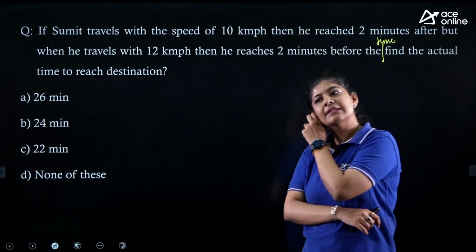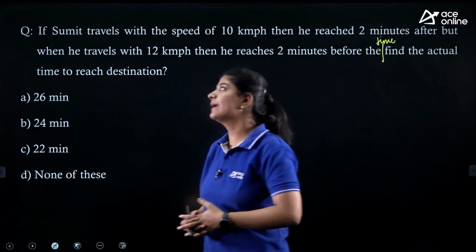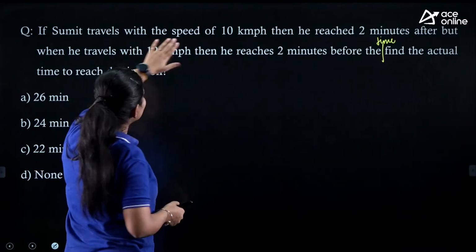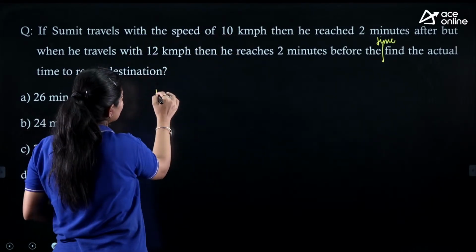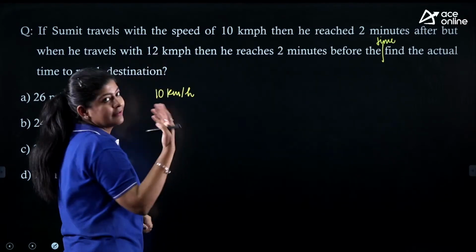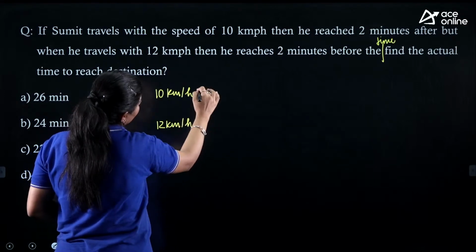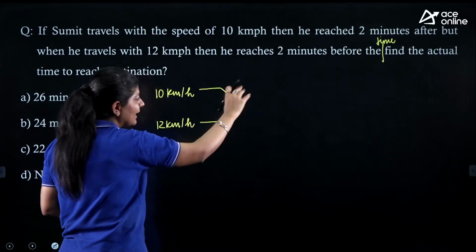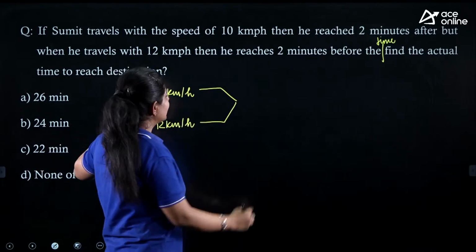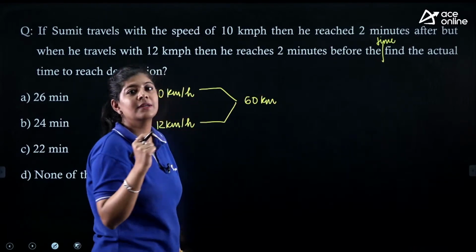Whenever you are having this kind of question, instead of going with the variables, it's better to take the LCM as the assumed distance. The initial speed that we have is 10 kilometers per hour, and the increased speed is 12 kilometers per hour. I'll simply take the LCM, and whatever LCM we get, I'm assuming it as my distance. So the LCM that we got is 60 kilometers. This is the assumed distance.